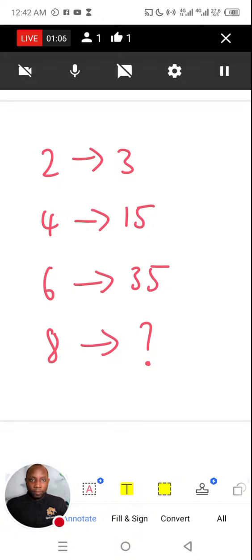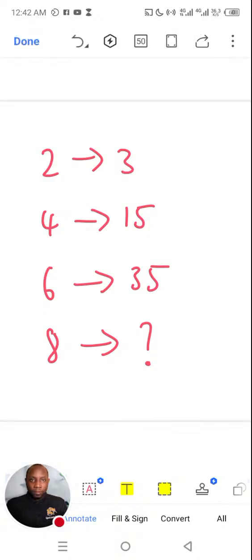In this live stream, we are going to be looking at some maths puzzles. All you have to do is look at the puzzle and then give me your answer.